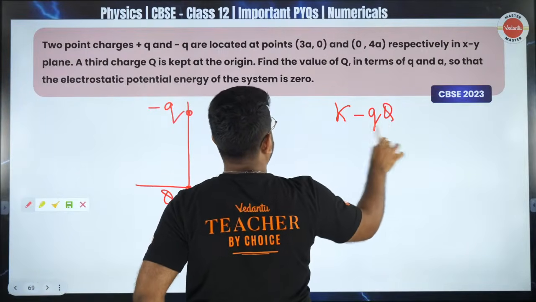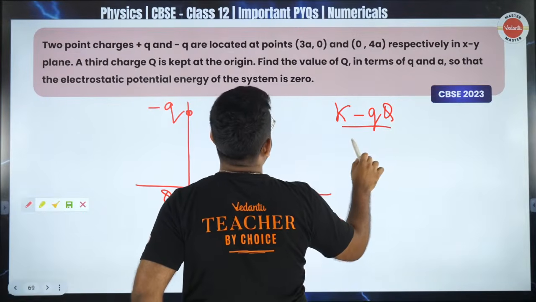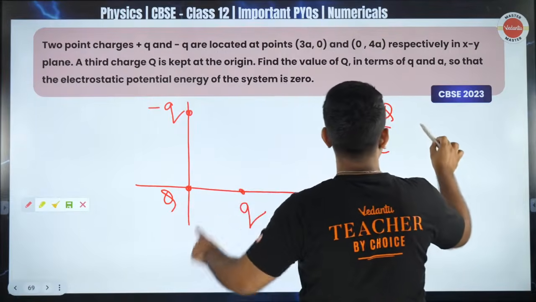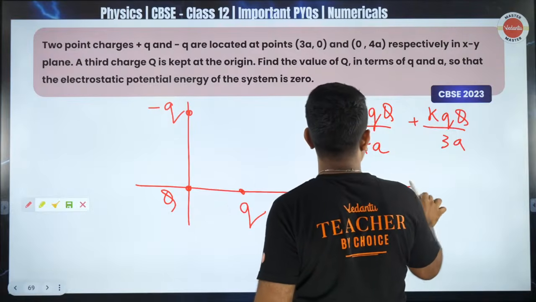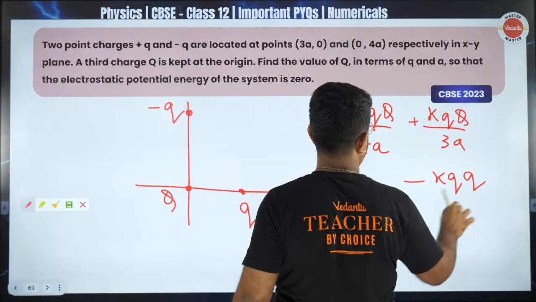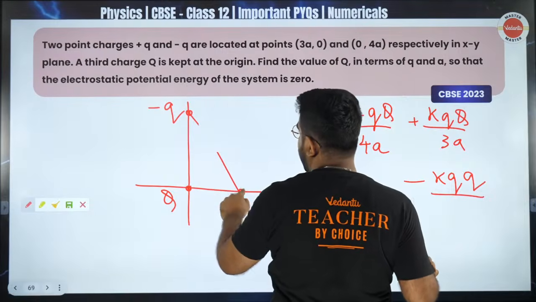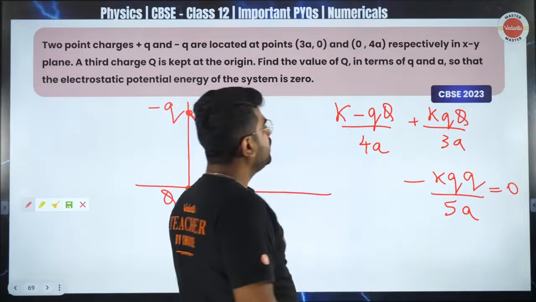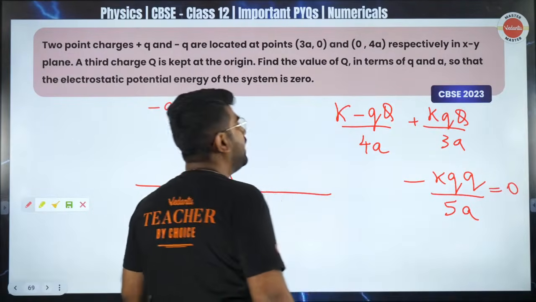So it's going to be k q1 q2 by r. I'm sorry, not r square, r. So k q1 q2 by r, then another k q1 q2 by r, and then the third, where the distance is 5a, since 3a, 4a, the distance is 5a. Now this should be 0. So now you can simplify it. Try to solve it and get the answer.